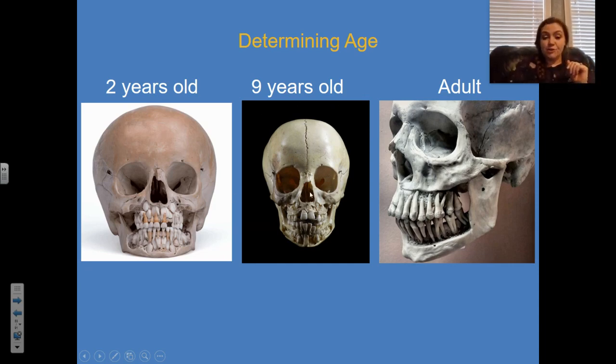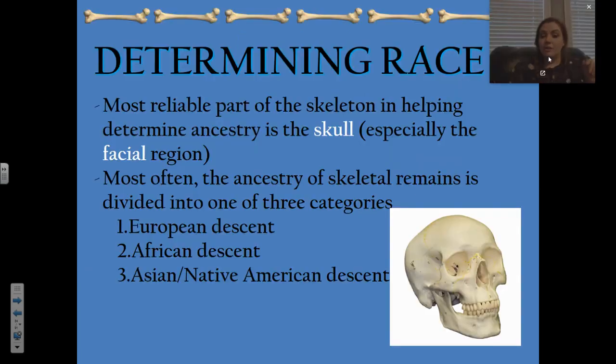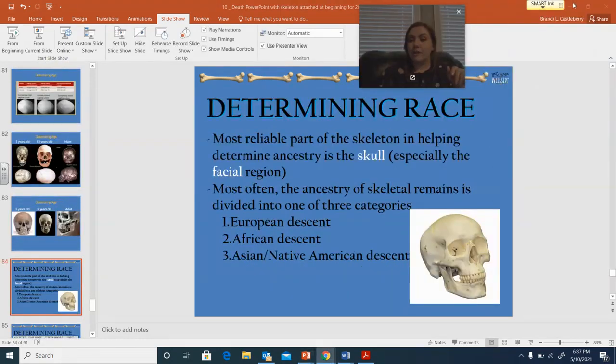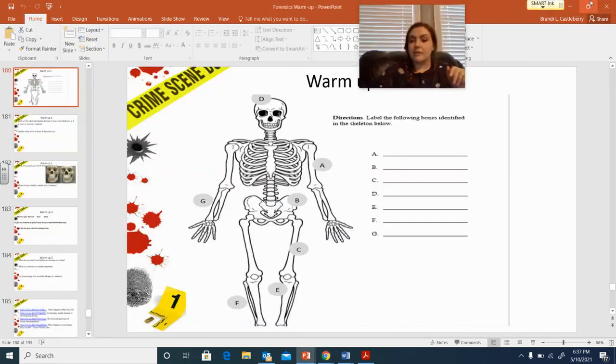And then 9 years old, still have a couple. See, they still haven't lost all their baby teeth. Still got a couple teeth, but definitely way less than the 2 year old. And then adult teeth, you don't see any of those baby teeth. All the adult teeth are out. And that's it. Okay. So we're going to practice that more with the assignment, seeing some more angles to it, but that's how you tell sex and age.